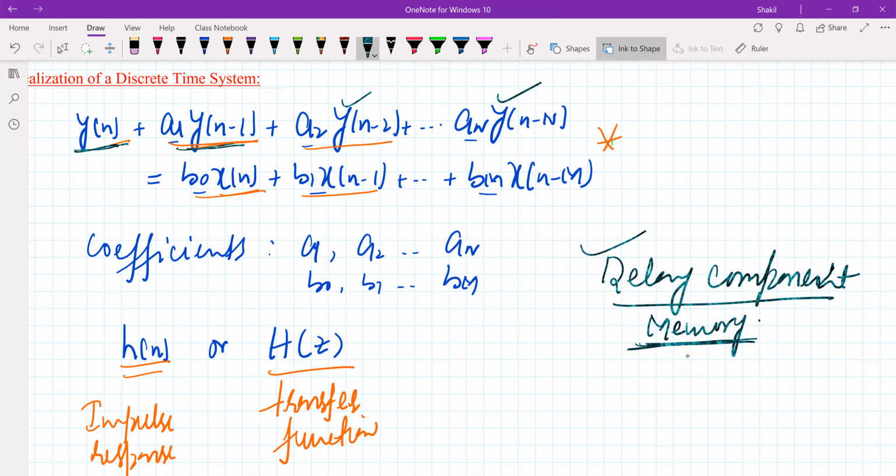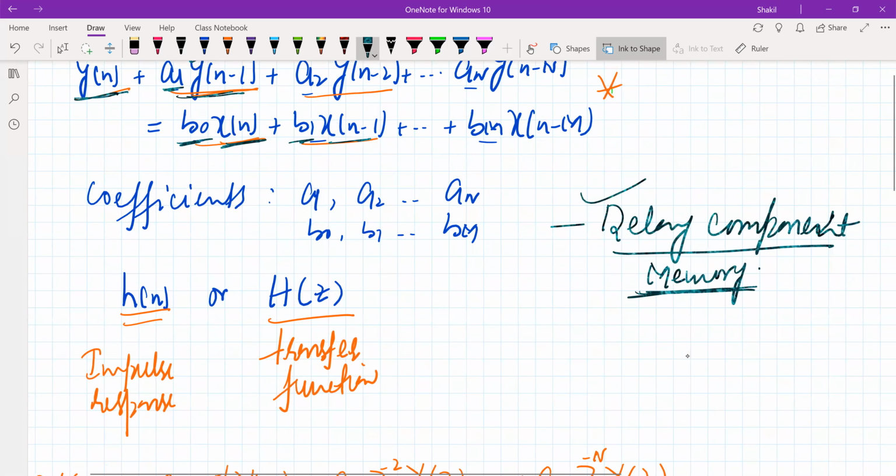Then there's a coefficient and it's multiplied with the previous output. There is a coefficient and it's multiplied with the present input. So there are different coefficients and these are multiplied. So this is the first component. The second component that's required here will be the multiplier. So multipliers are required for this.